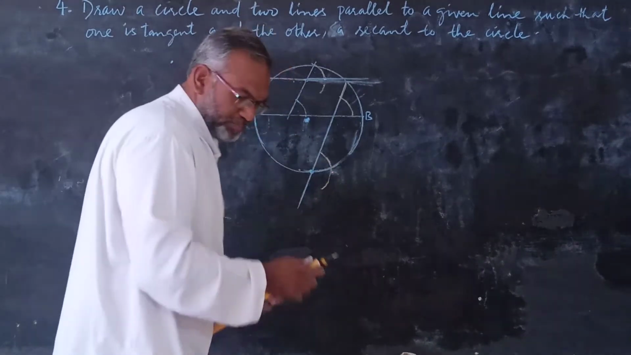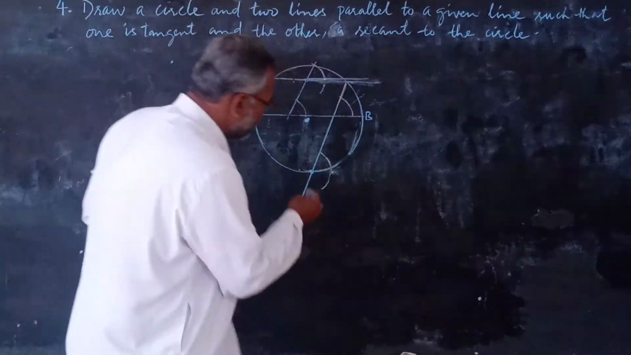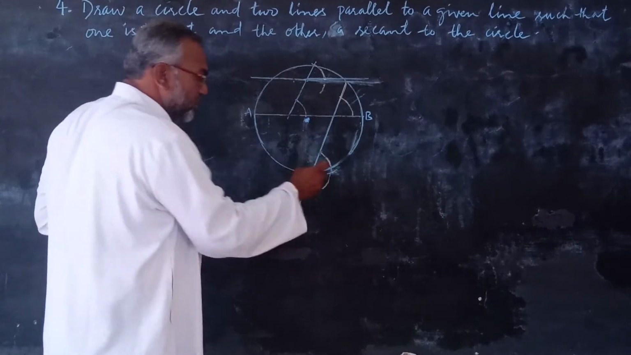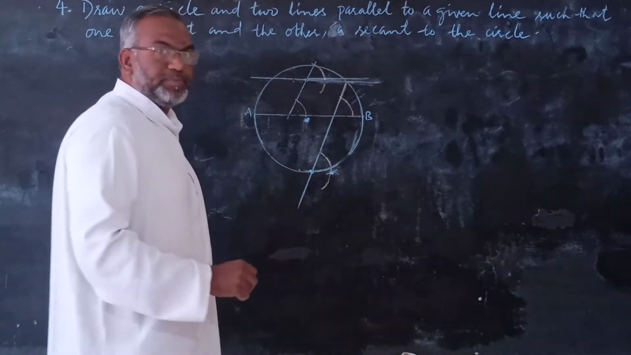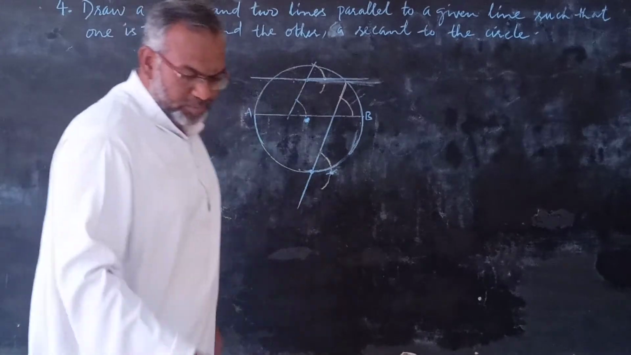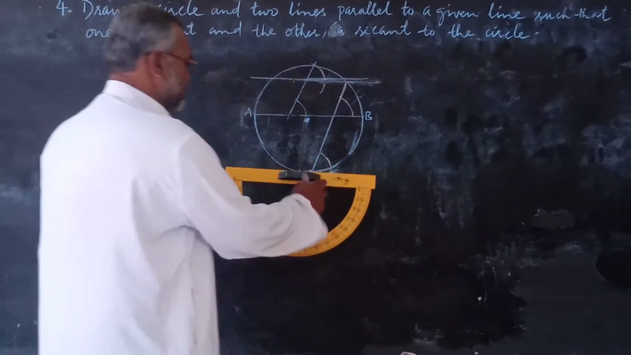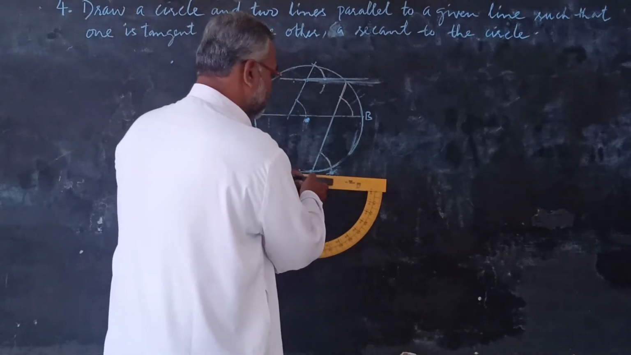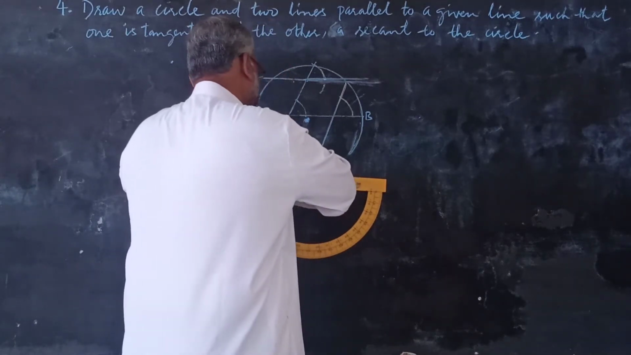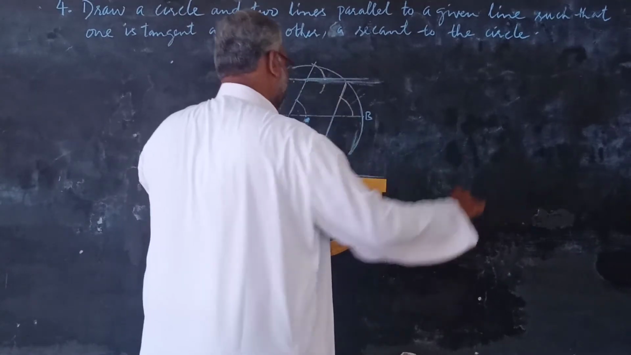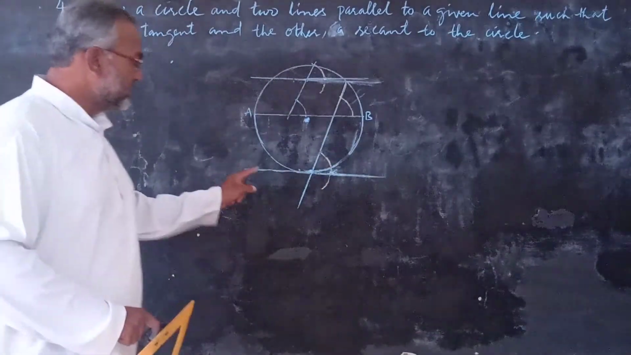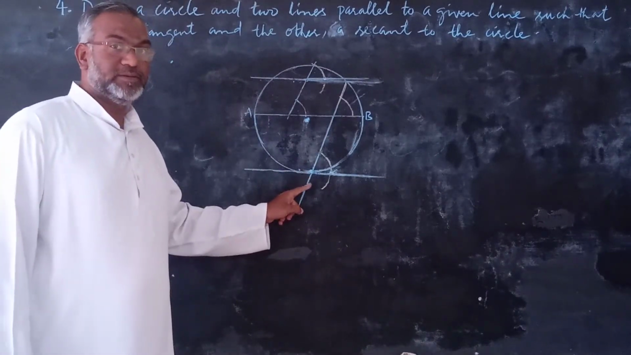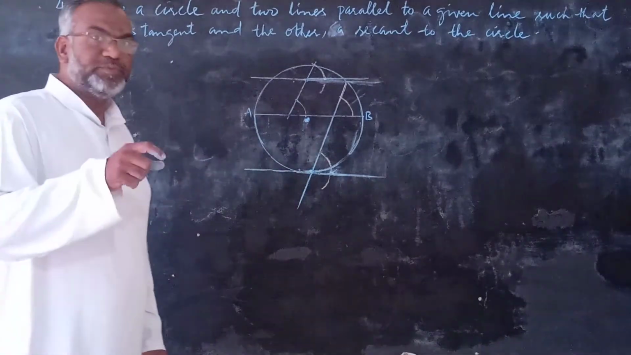Cut this. We are getting from here, cut this one. We'll get a point here. Right? Now, join these 2 points. Draw a line passing through these 2 points. This line is parallel to this line and is tangent to the circle. Right?